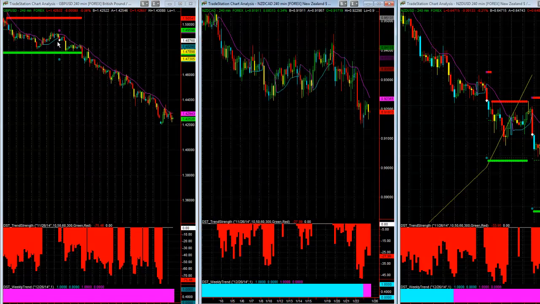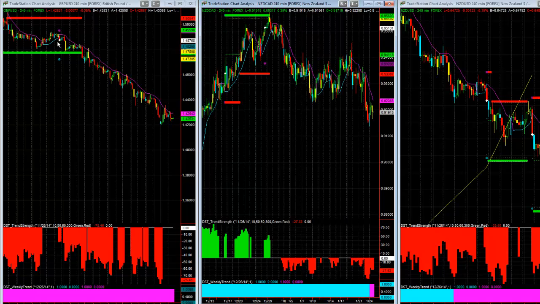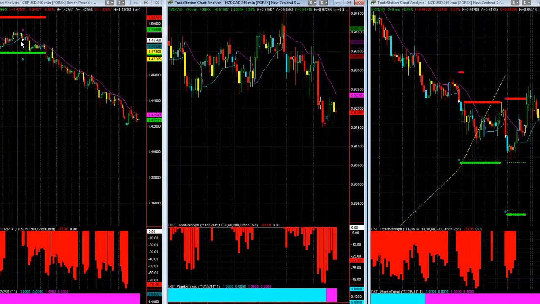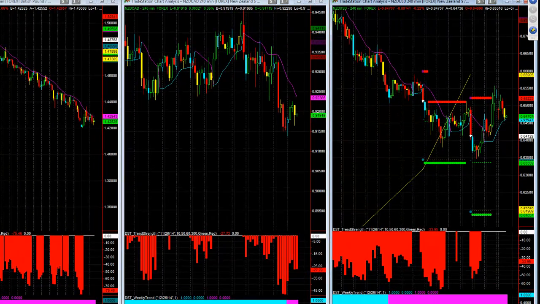New Zealand CAD, nothing new. Again, the trend is switched. The weekly trend is switched from long to short. So we're just waiting on that. New Zealand dollar, again, no new trades.